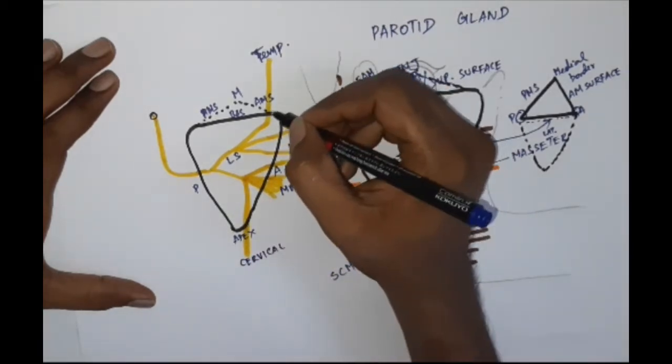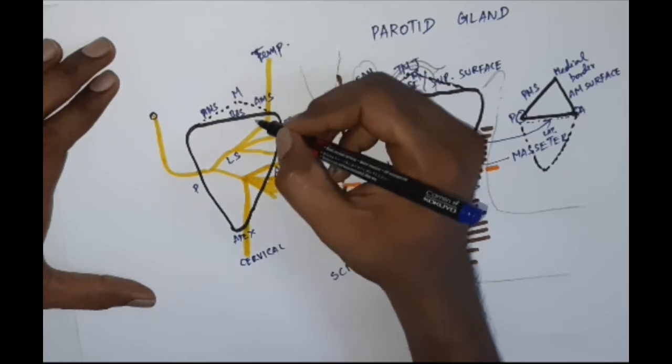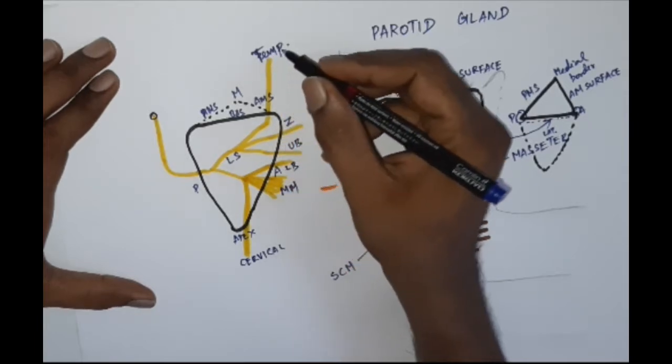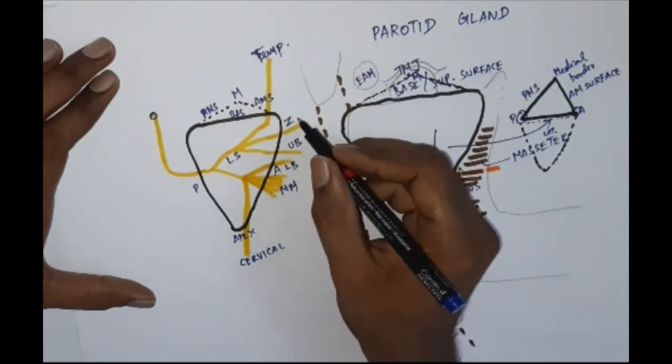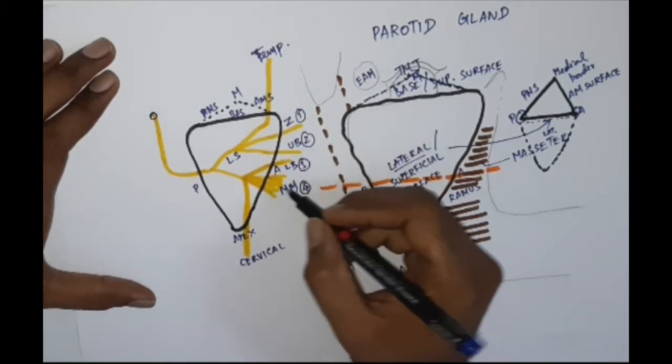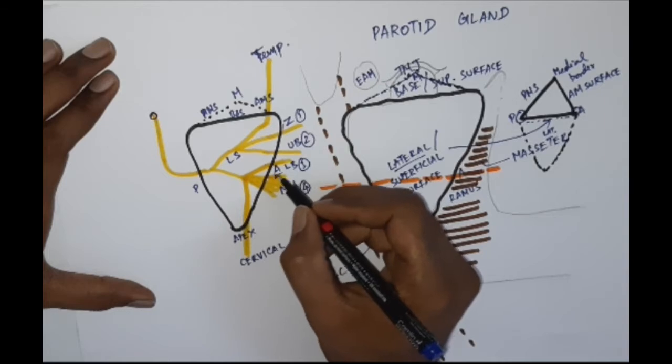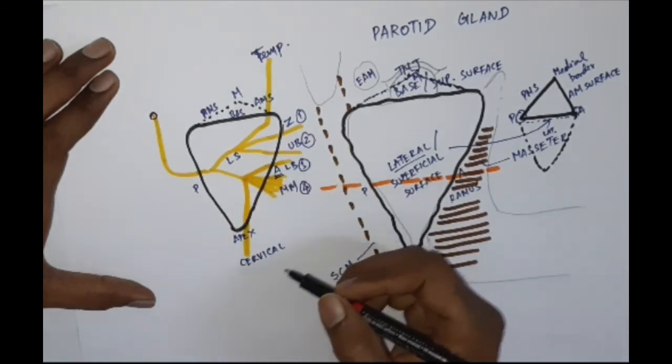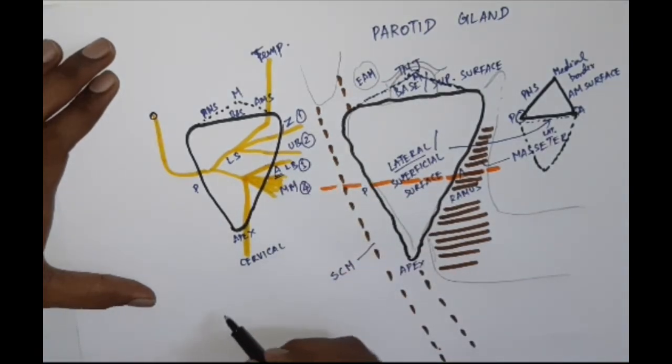The temporal branch goes upwards through the base or the superior surface. The other branches, so number 1, number 2, number 3, and number 4, all these branches, they come out through the anterior border.